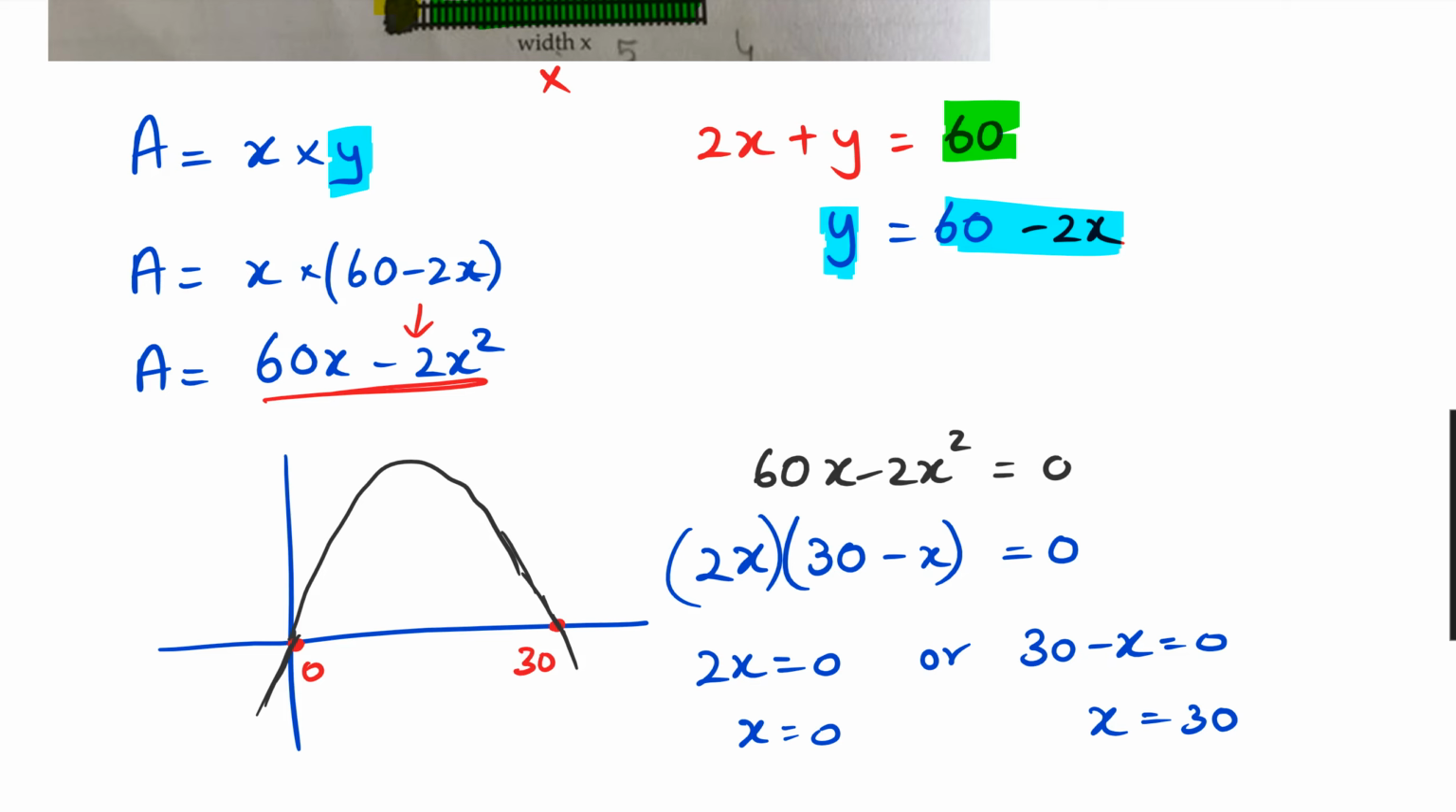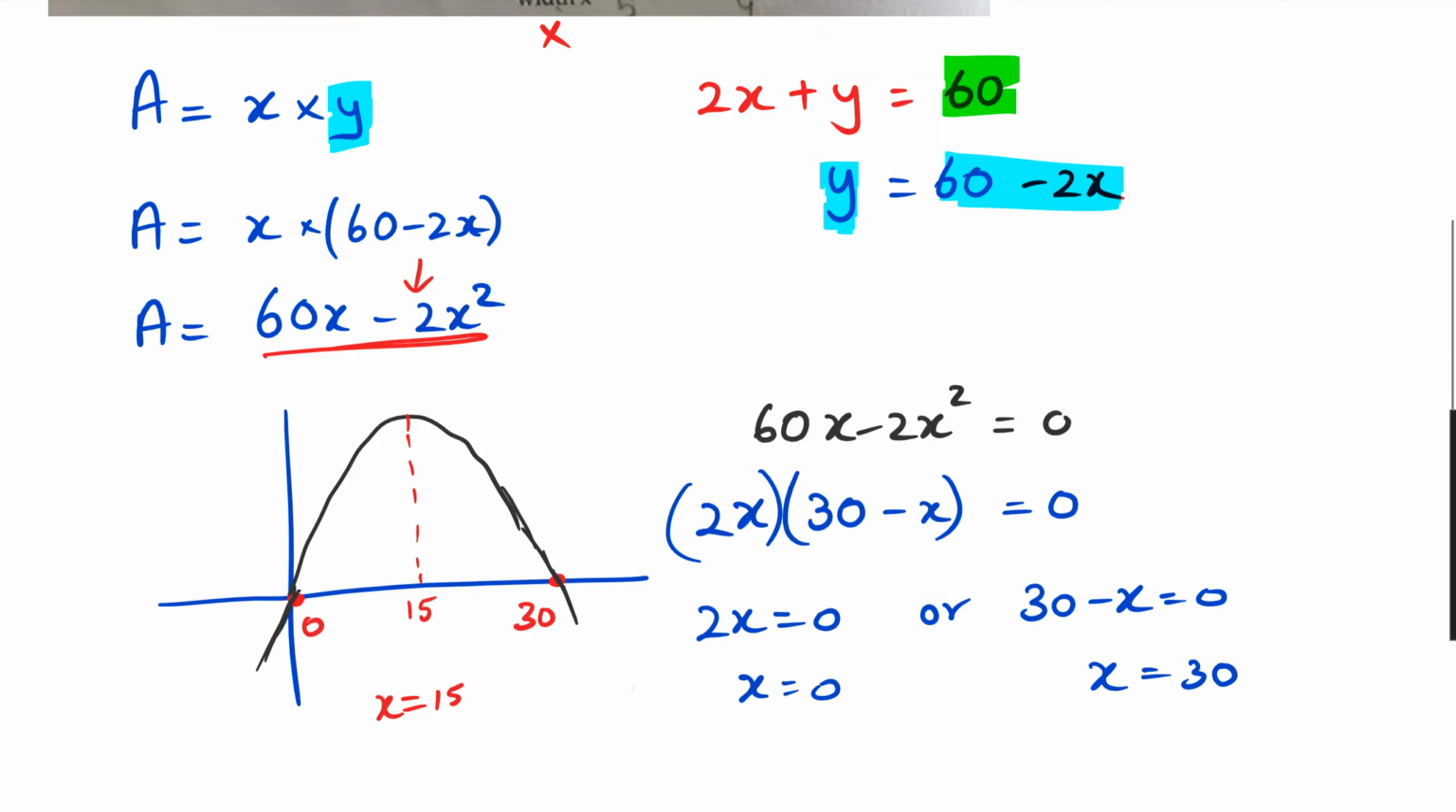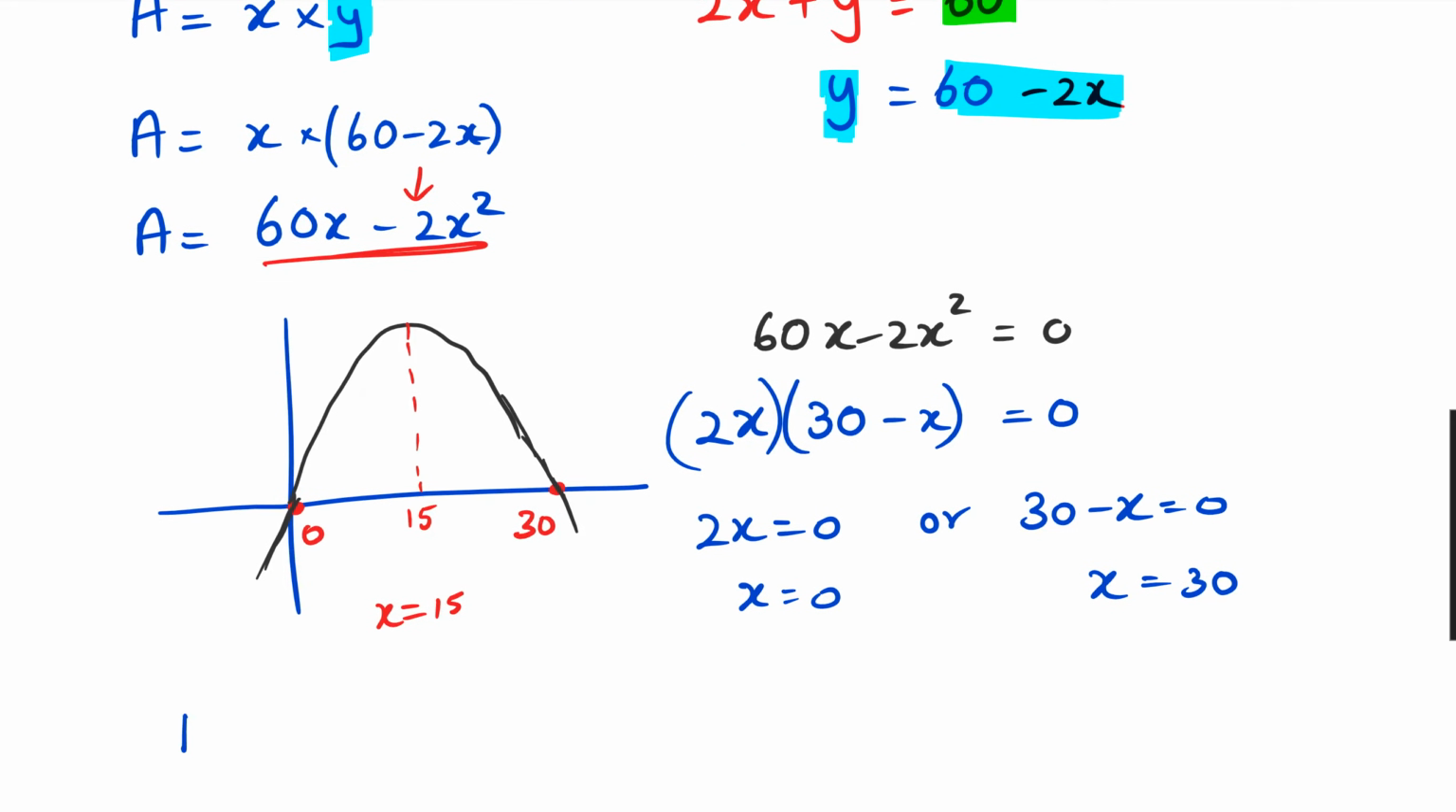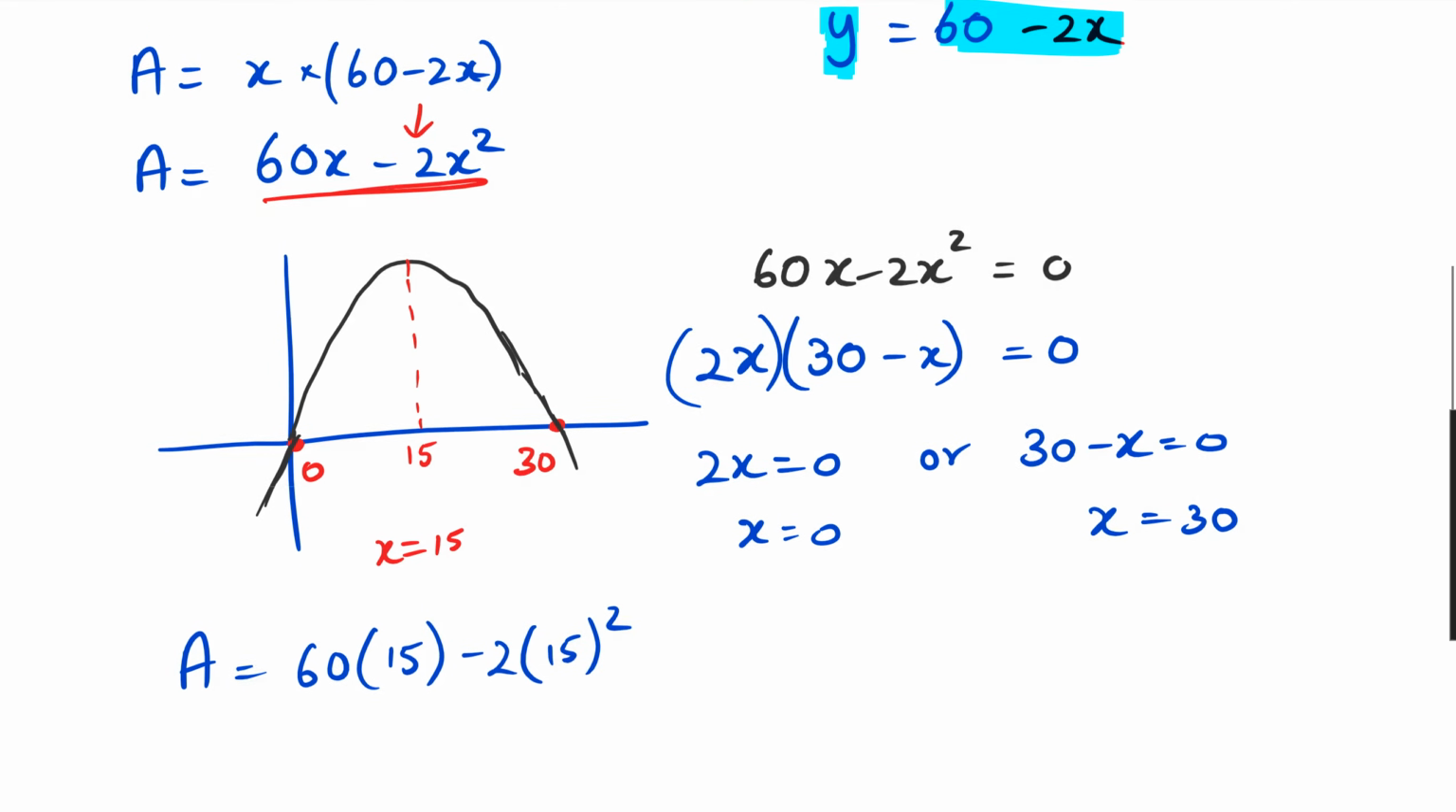Because the parabola is symmetrical, the halfway point between 0 and 30 is 15. So remember, if I go back to my graphics calculator answer, I said that x has to equal 15. So that means x has to equal 15. Now, if x equals 15, we can work out what the area is, and that's 60 multiplied by 15 minus 2 times 15 squared.